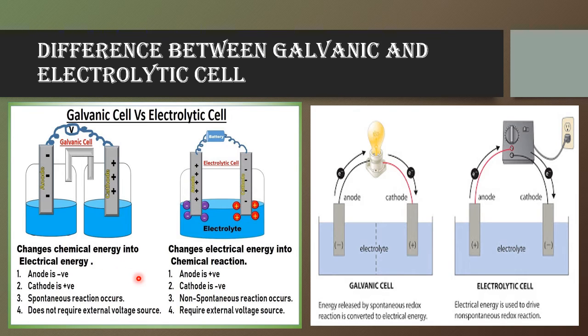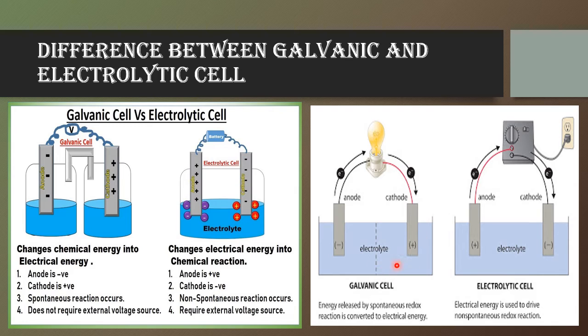The reaction that occurs in a galvanic cell is a spontaneous reaction, whereas in an electrolytic cell a non-spontaneous reaction occurs, because electric current is being supplied from the external source, and that is converted into chemical energy. And the other difference is that a galvanic cell does not require an external voltage potential. On the other hand, the electrolytic cell requires an external voltage potential.